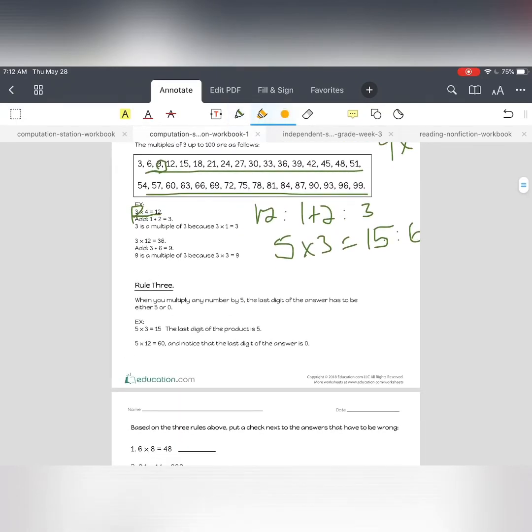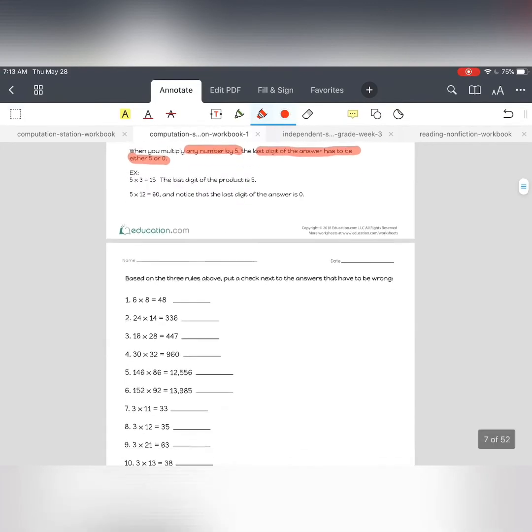Rule number 3 in multiplying. When you multiply any number by 5, the last digit of the answer has to be a 5 or a 0. And that we can see with 5 times 3 or 5 times 12, and you can try any other ones you want. Anything times 5 will always end in a 0 or a 5.